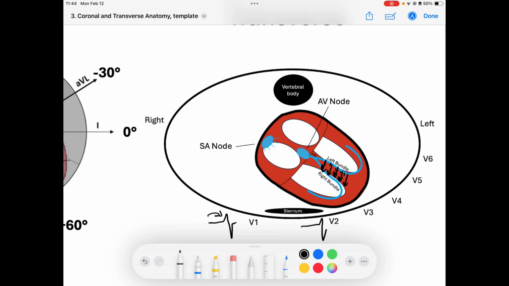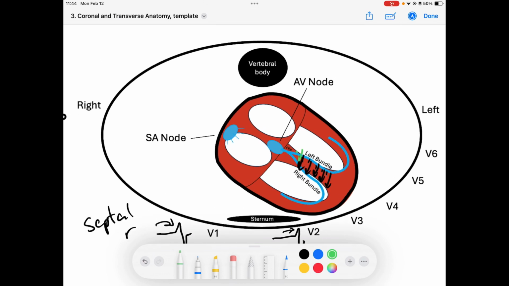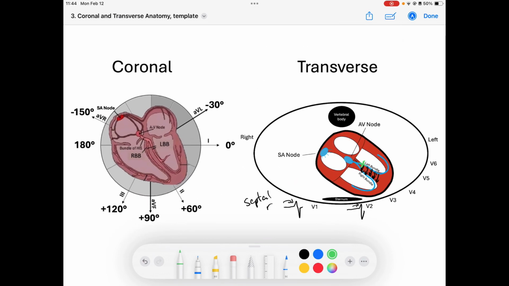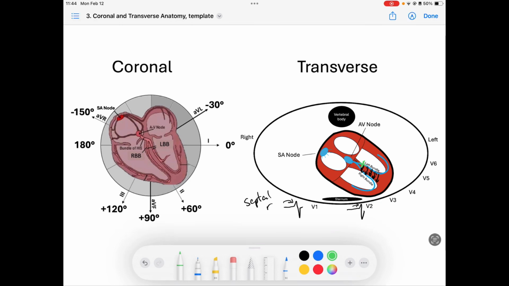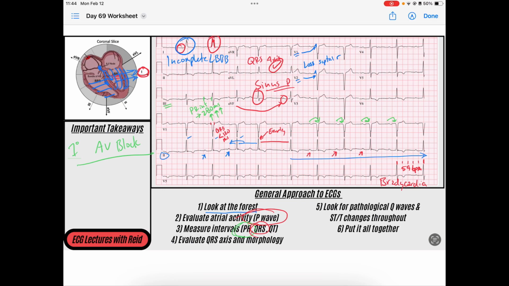in V1 and V2. These are our septal Rs. And so whenever you block the left bundle branch, whenever that left bundle branch becomes diseased and blocked, either incomplete or complete, sometimes you can see the loss of that septal R wave. So that gives us just a little bit more evidence that maybe this is an incomplete left bundle branch block.